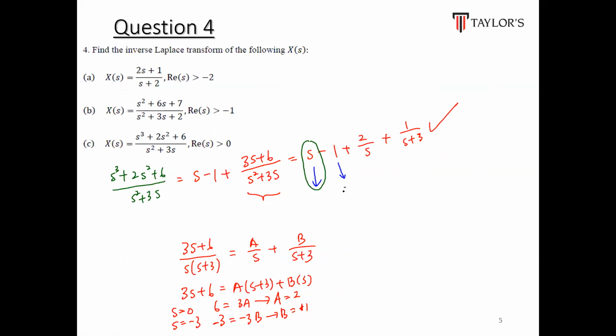1 will give you delta t. So this is negative, so it is something that we do know here. And then 2 over s will give you u(t), correct? 1 over s is u(t). So this one is 2u(t). And then 1 over (s plus 3) will give you e to the power of negative 3t u(t).